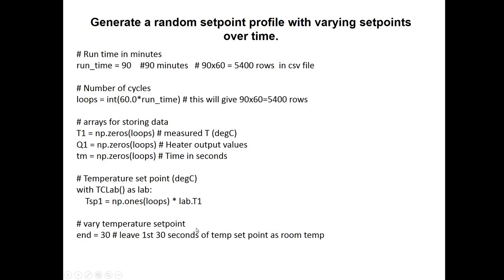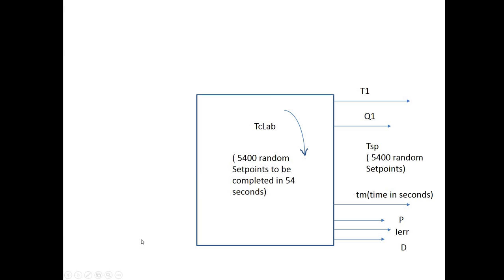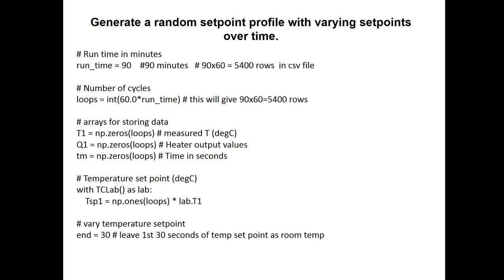Now you are going to create variable set points from 30 to 70 only. Initially you always say 30, because for the first 30 seconds the temperature set point is fixed at one particular value.